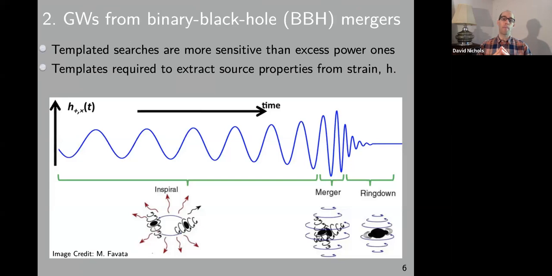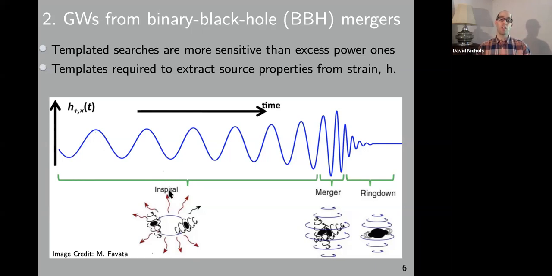So for finding gravitational waves from astrophysical sources, I just mentioned one can, in principle, be completely agnostic in the searches, but it turns out that if you know what you're looking for, it's easier to find it than if you don't. So the most sensitive searches are ones that use templates for the gravitational waves and look for signals of a known morphology.